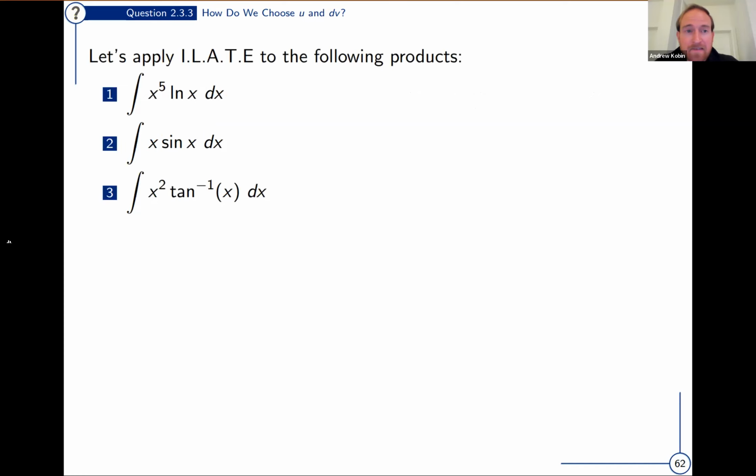Just to practice, let's make a choice for u and dv in each of the following integral expressions. If you want to try it on your own using ILATE for each of these three expressions, just write down u, and then the rest of the integrand has to be dv, and compare to what I do in a moment. Just practice with ILATE. I'm going to switch over and do this for each of these three expressions.